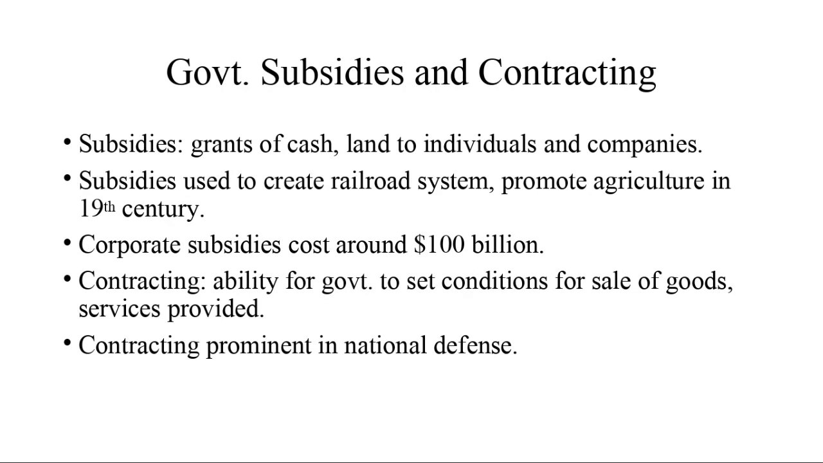The government can also get involved in contracting, setting the conditions for the sales of goods or services provided. The federal government does contract private prisons. We've seen an increase in the use of private prisons rather than state-run. They do save the state's money. The downside is, of course, there's less regulation of private prisons versus state-run.